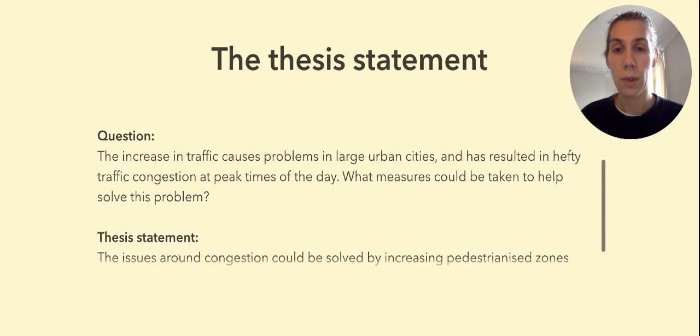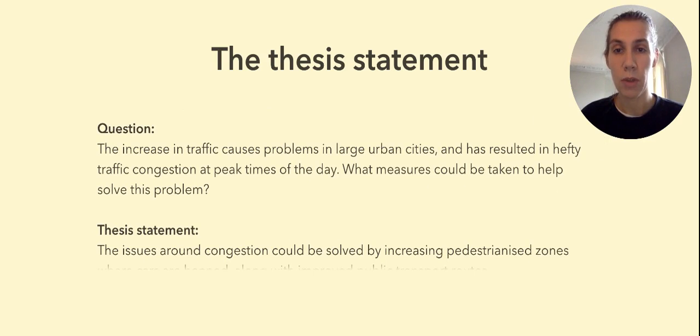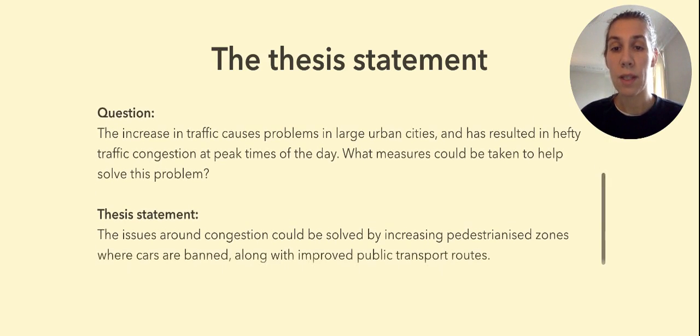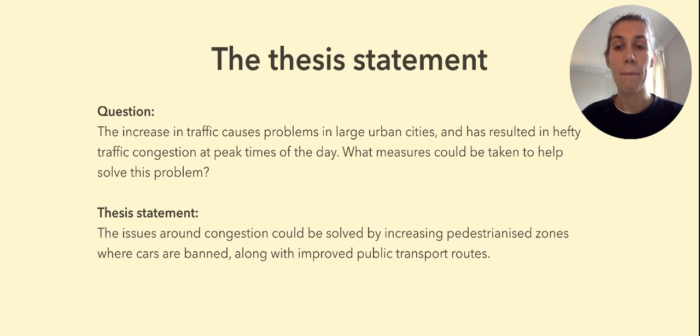So let's say we've got this question here, which you can see and read for yourself. And then your thesis statement could be something like this. The issues around congestion could be solved by increasing pedestrianised zones where cars are banned, along with improved public transport routes. So as we can see, this fits in with the question because it responds to the two ideas that you need.